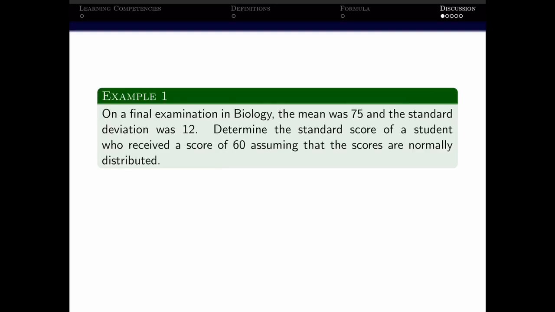Alright, so first thing, we're going to write the given values. That's the first step in solving these kinds of questions. So given the mean, mu equals 75. The standard deviation, sigma, is 12. And the x value, the observed value, the score of the student, is 60. And here we're looking for the Z-score, the standard score.